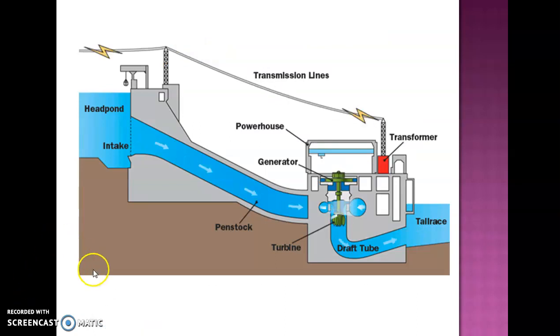Now here you can see this animation. This is the reservoir and this is the penstock. So when we open the gate of the dam, the water will flow through this penstock and impact the turbine blade. Now as it impacts the turbine blade with very high velocity, it starts to rotate.